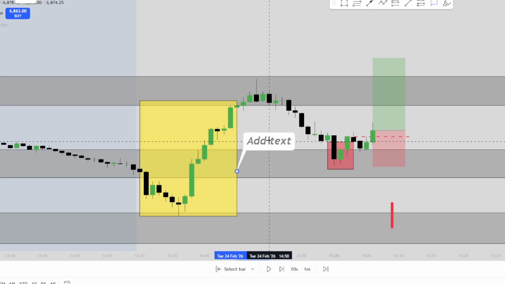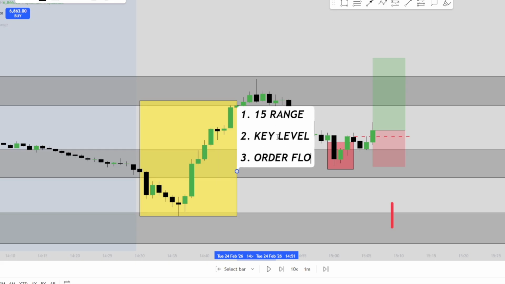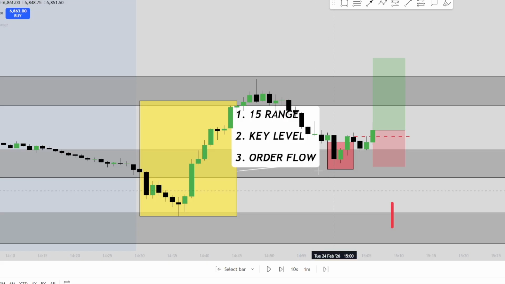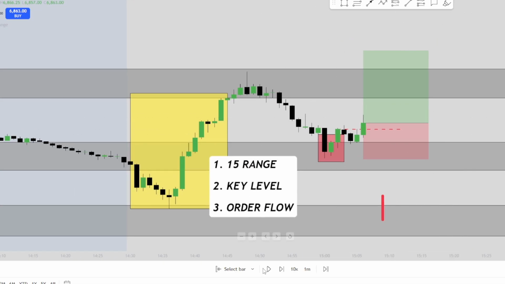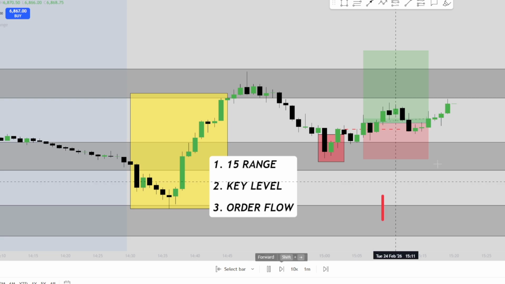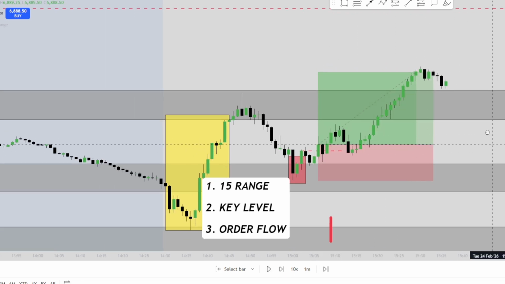Literally. So what we do is there's 3 steps to it. We wait for a 15-minute range or a 15-minute range break, right? We wait for price to come into a key level or an absorption area, and then we use order flow to confirm the move. These are the 3 steps that I follow, right? These are the only 3 steps that I follow, broadly speaking, right? Obviously, I have other concepts that I follow, but generally speaking, this is the way that I trade, right?